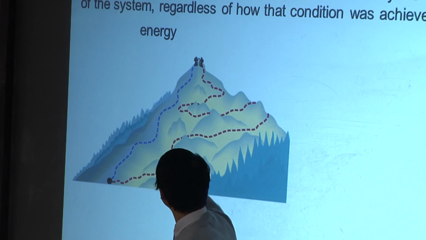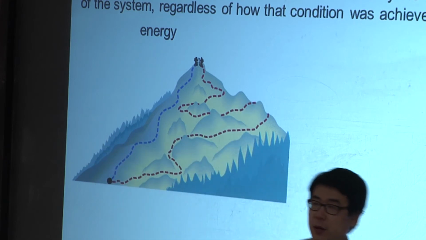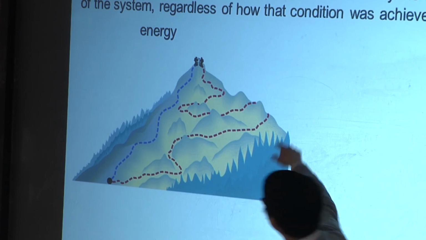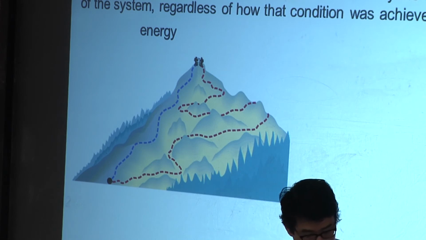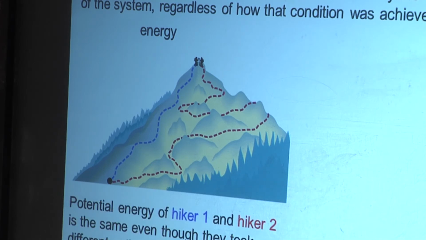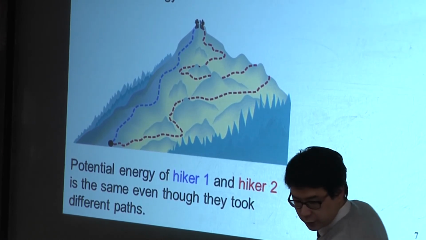What's not a state function? What's not a state function is the linear distance, right? The distance that they had to walk, the number of steps they had to take. Right? The red one took a much longer path than the blue one. So the potential energy of hiker 1 and hiker 2 is the same, even though they took different paths. That's an example of a state function.